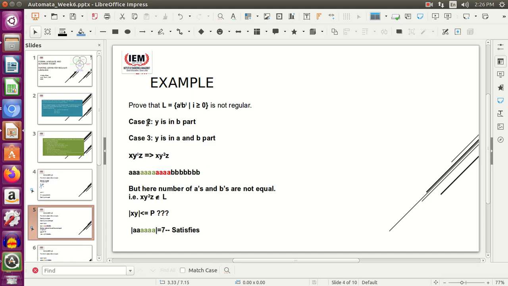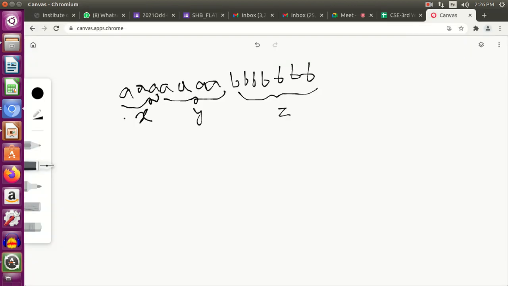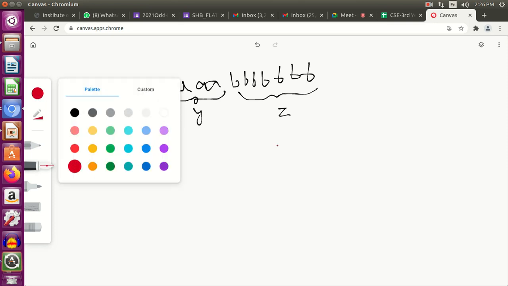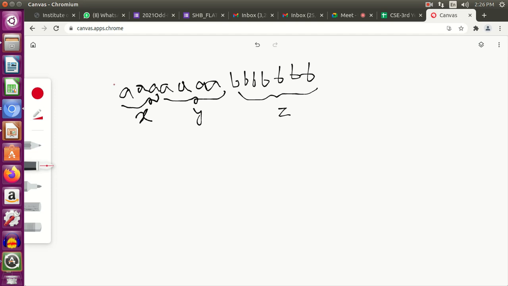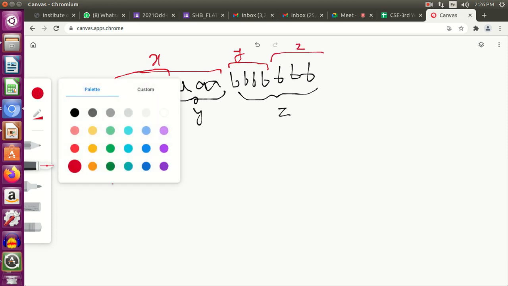Another case is possible where y is in part in b, right? So if y is in b, what we can do is we can assume that this entire part is x, okay, and then these four b's are y, and then these three b's are z. Now this can be one consideration, right?